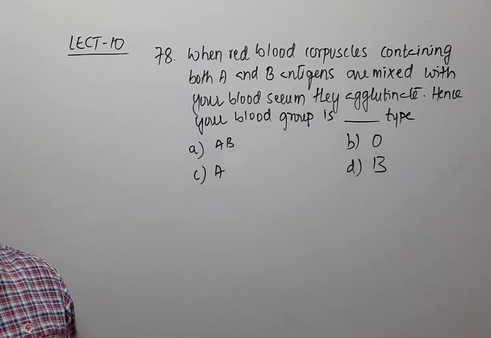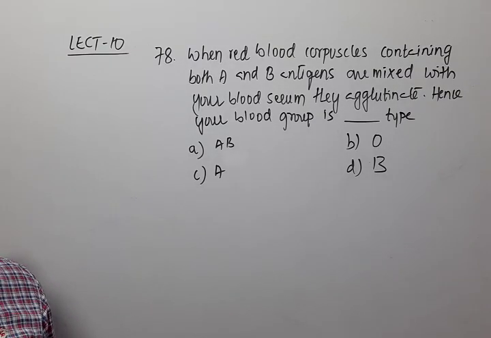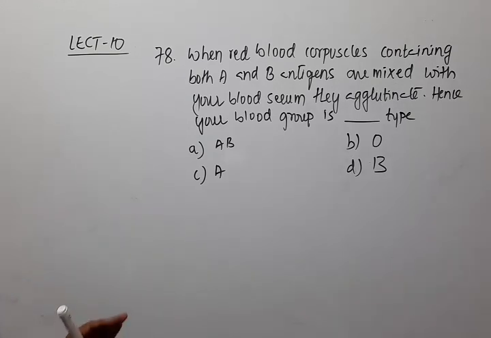In this session, we'll continue with the objective questions that we started in the previous session from the chapter Body Fluids and Circulation. So we'll see the next question, 78 from Level 1. When red blood corpuscles containing both A and B antigens are mixed with your blood serum, they agglutinate. Hence your blood group is dash type.